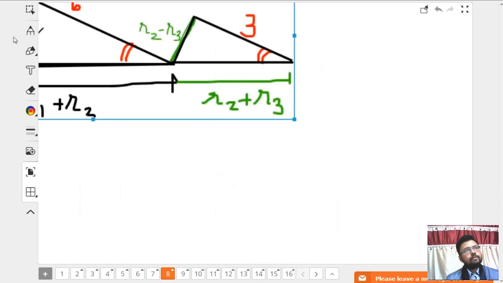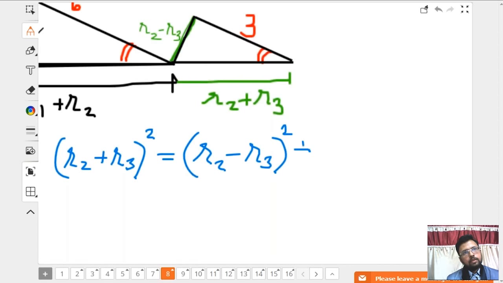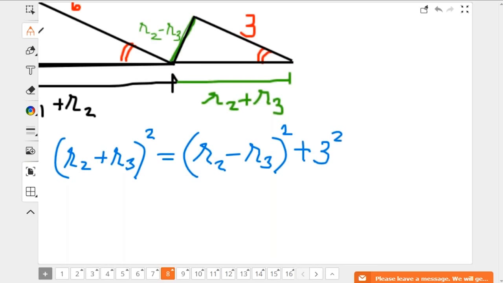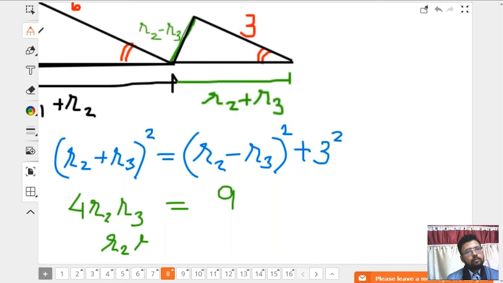Just for the smaller one. Okay, so same way, (R2 + R3) whole square is equal to (R2 - R3) whole square plus... okay, so you'll get 4 R2 R3 is equal to 9. Okay, so R2 R3 will be equal to 9.